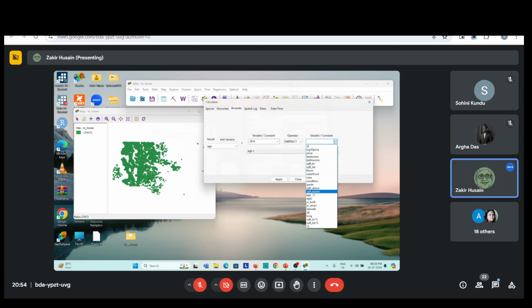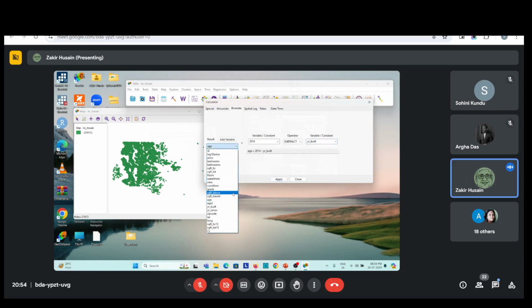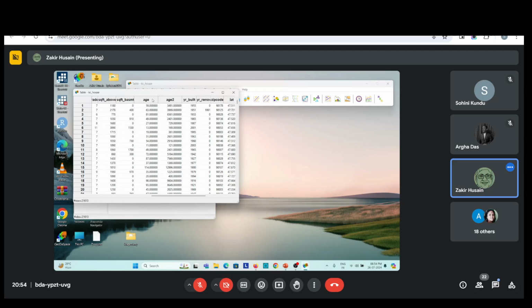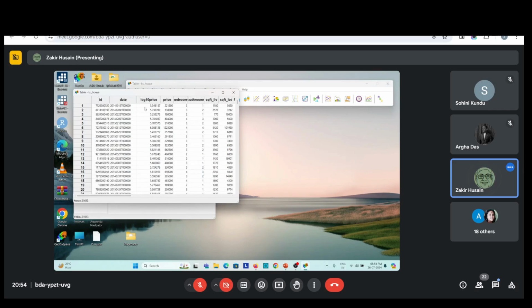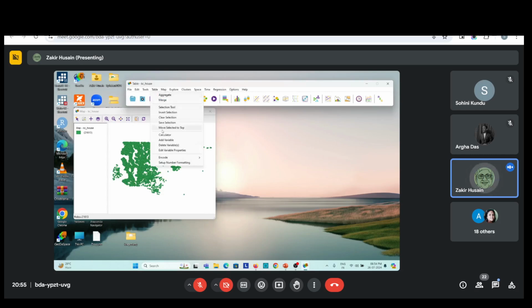Subtract year built. Then I make it age 2. Age multiplied by age. I check this is age 2, so everything is fine. Let me check this. Yeah, so I've got age 2, and I've got date and log price.